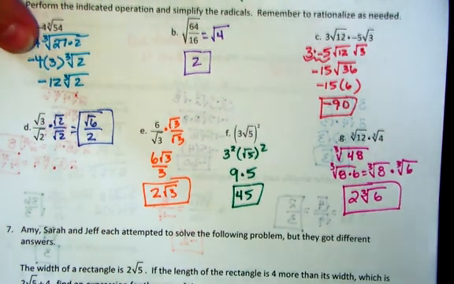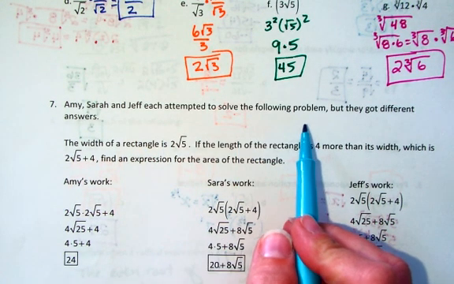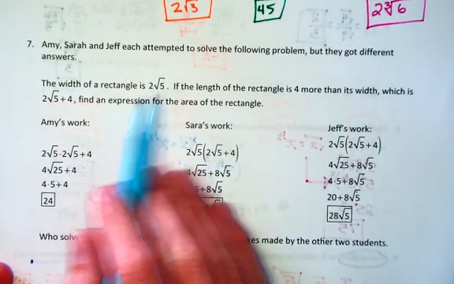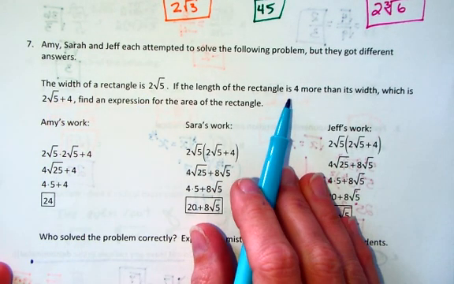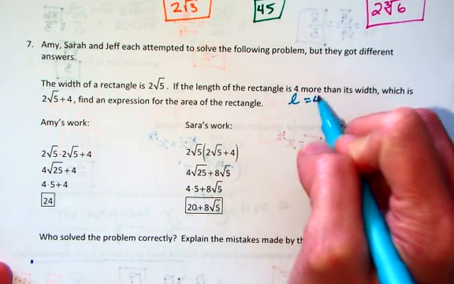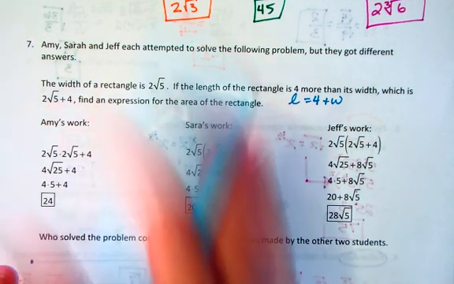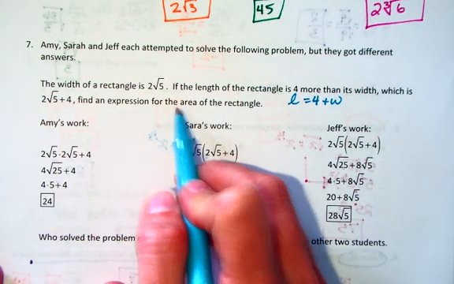All right, last problem, number 7. Amy, Sarah, and Jeff each attempted to solve the following problem, but they got different answers. The width of a rectangle is 2 root 5. The length of the rectangle is 4 more than the width. So the length equals 4 plus W, which is 2 root 5 plus 4. Yes, that is true. Find an expression for the area.